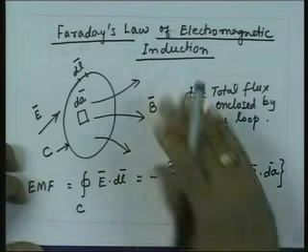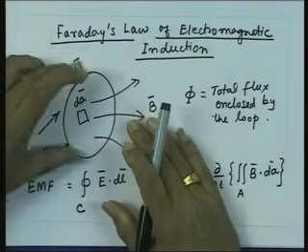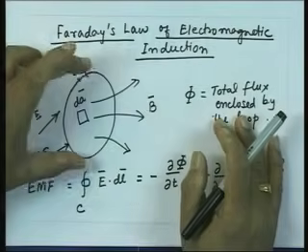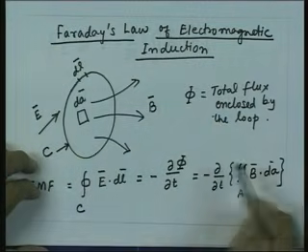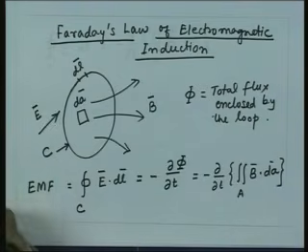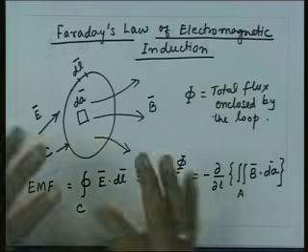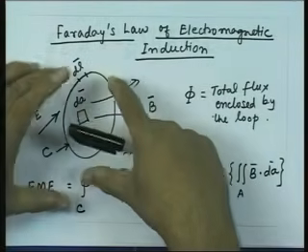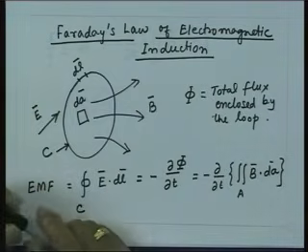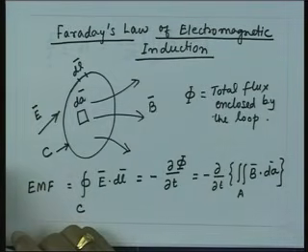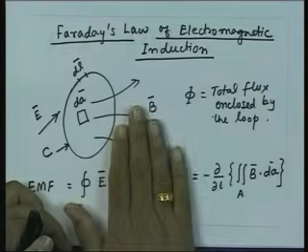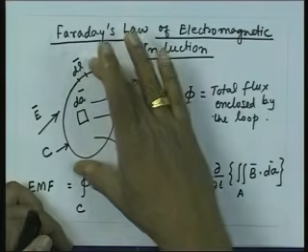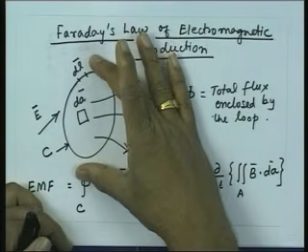The other possibility is that B remains the same, but the area of the loop changes as a function of time, and because of that the flux enclosed by this loop changes as a function of time, and again I have the EMF produced. Or I can have a combination of both, that the magnetic flux density might change as a function of time, at the same time the loop size also might change as a function of time. So, if we keep the magnetic flux density B constant and vary the area, we get a change in the EMF.